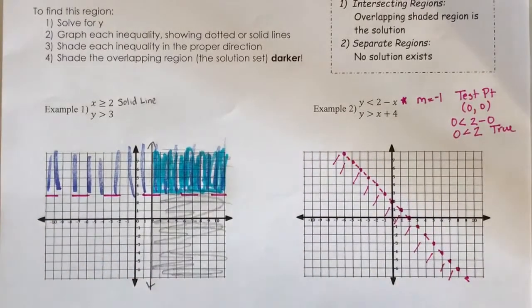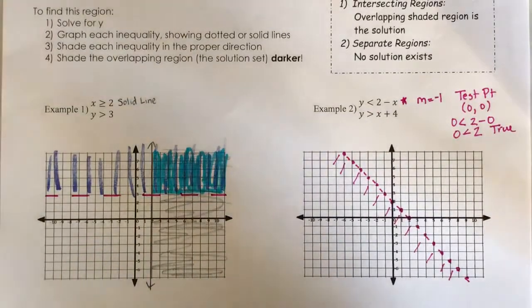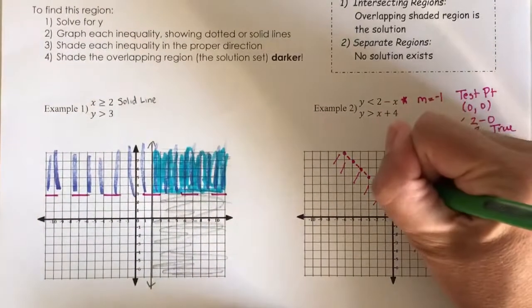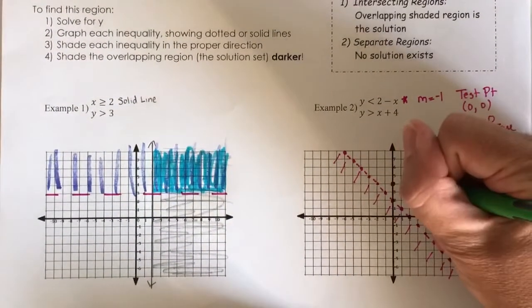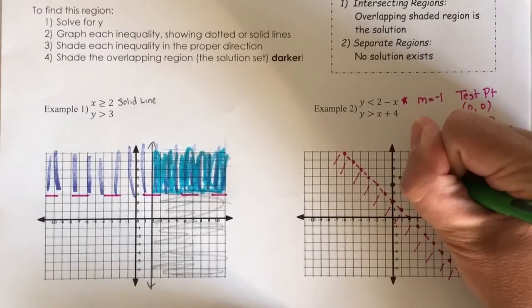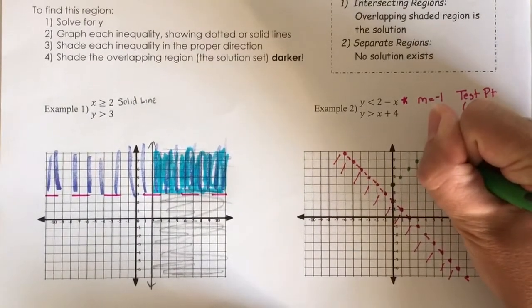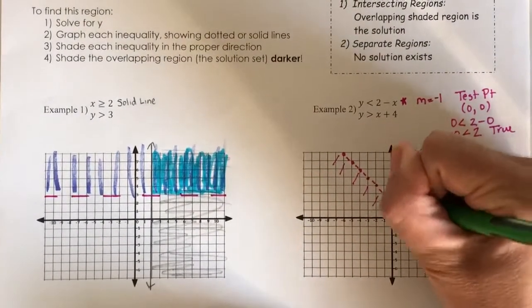Okay, so now I graph the next line. For the next line, I have y is greater than x plus 4. So I have a y-intercept of 4. I'm going to start at 4 on my y-axis. I also have a slope of 1, so I'm going to rise 1, right 1. I can also go down 1 to the left 1.